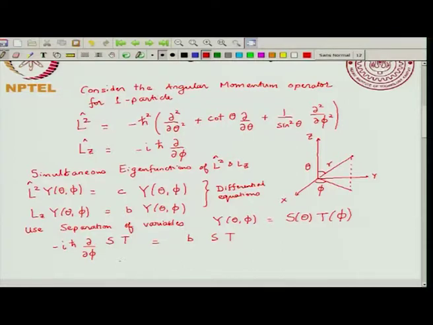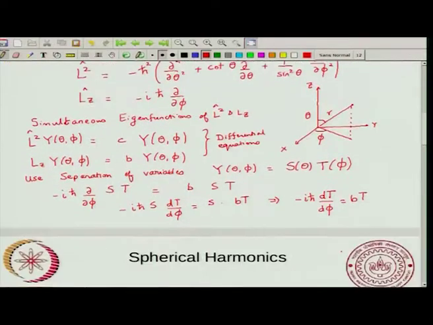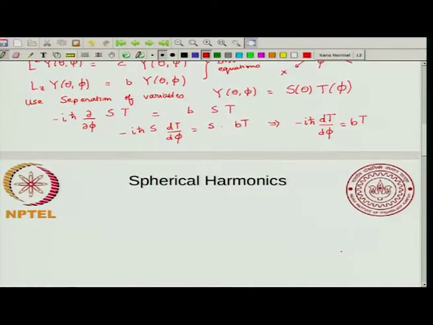So, I can write this as minus i h bar s dt by d phi equal to s times b t. I am deliberately writing the s in front, and what you can do is cancel the s on both sides, and this gives you the relation minus i h bar dt by d phi equal to b t. So, this is the differential equation for t, and it is a really simple differential equation.